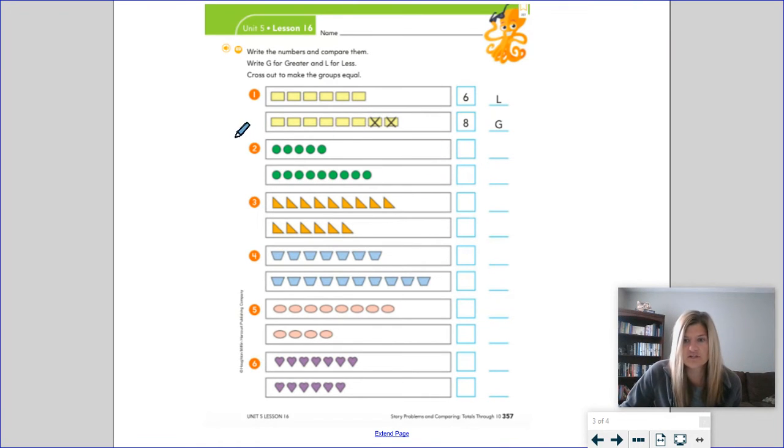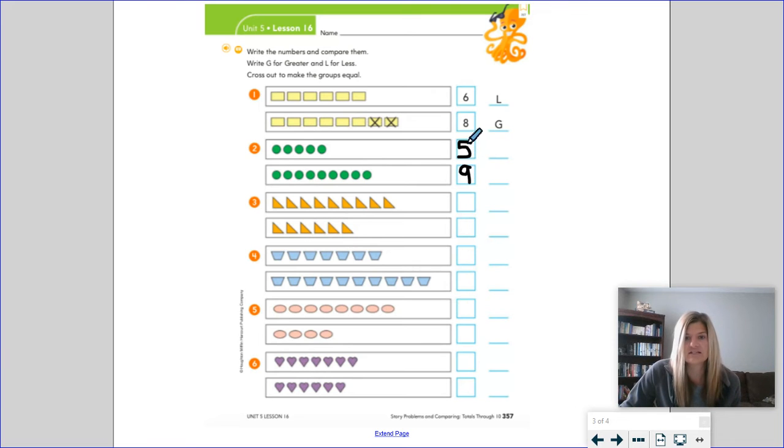So the first thing you need to do is count the circles on the top. Do this with me. 1, 2, 3, 4, 5. So you write the number 5 in the box. Now I need to count the circles in the bottom row. 1, 2, 3, 4, 5, 6, 7, 8, 9. Write the number 9.